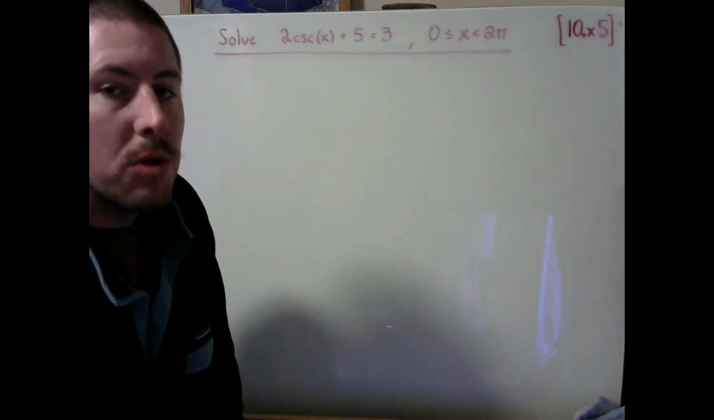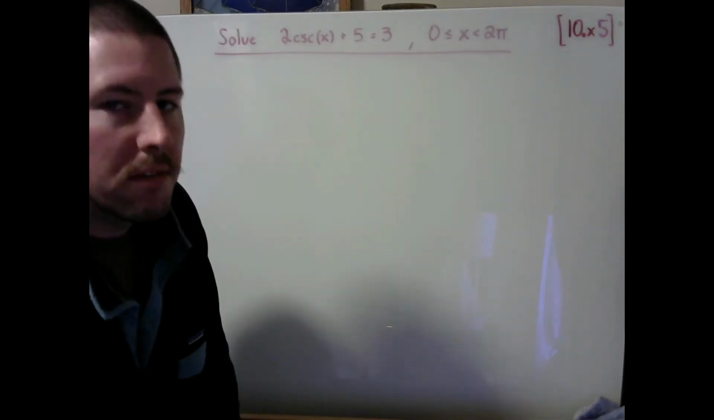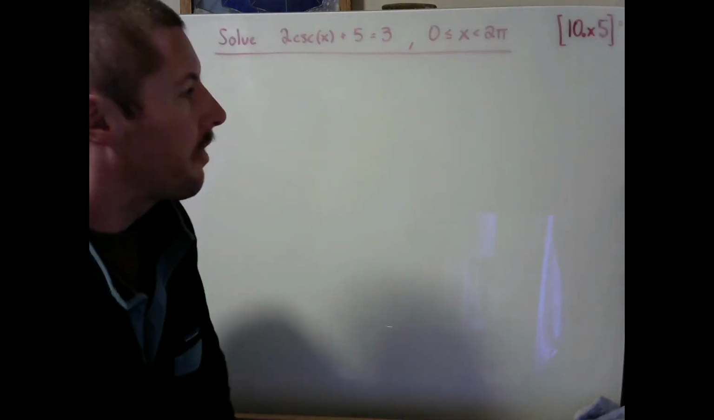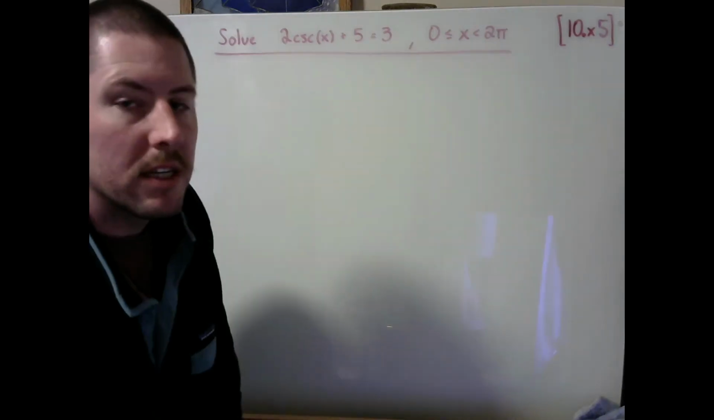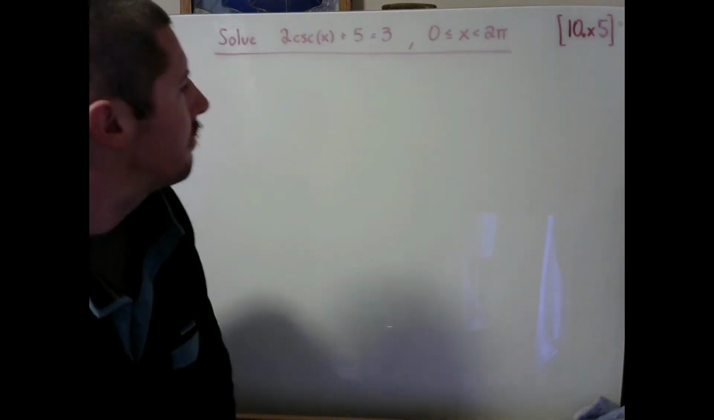So this tells us two things. One, this tells me I'm not looking for an infinite number of solutions. I'm only looking for the solutions that exist within one positive revolution. The other thing this tells me, given that this says 0 to 2 pi, is that we're interested in radians for this problem, not degrees. So let's go ahead and think in radians.